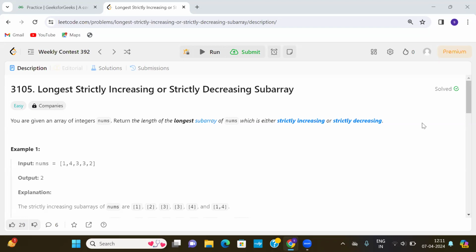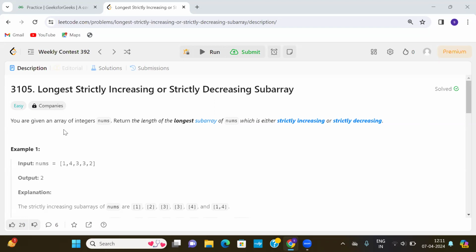In the Level Up series, we are also looking at the solutions of contests happening on LeetCode. So let us see the solutions of today's contest. So let us look at the very first question. The very first question was longest strictly increasing or strictly decreasing subarray.